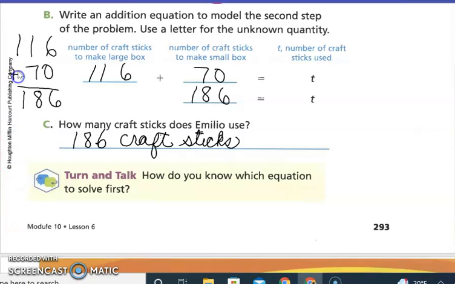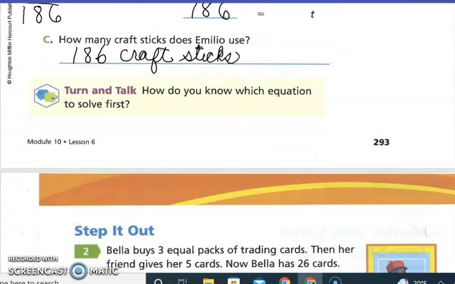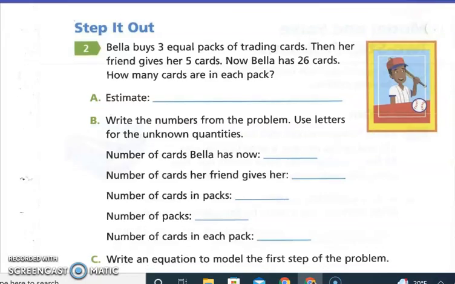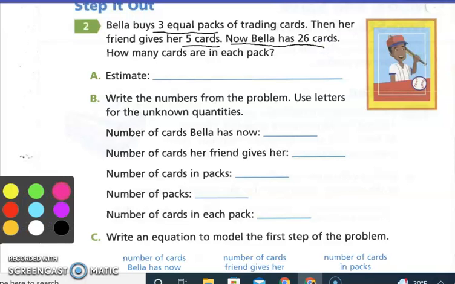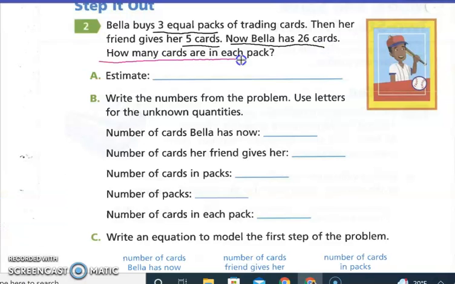Okay, we're going to go on to the step it out. Bella buys 3 equal packs of trading cards. So what's important there? 3 equal packs. Then her friend gives her 5 trading cards. Now Bella has 26 cards. How many cards are in each pack? So that's what we're working for.